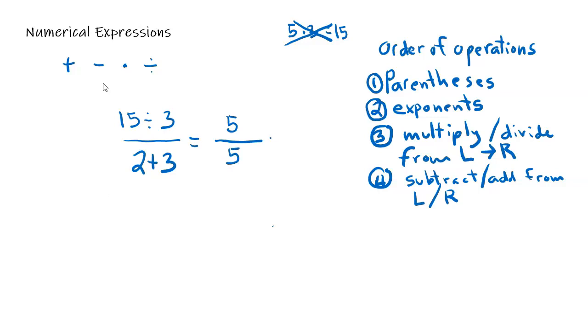Okay, and we're almost done. Now we can divide 5 by 5 because a fraction bar does indicate division. Any number divided by itself is 1. Okay, so this whole fraction ends up equaling 1. So that's it for the order of operations. Remember, practice makes perfect.